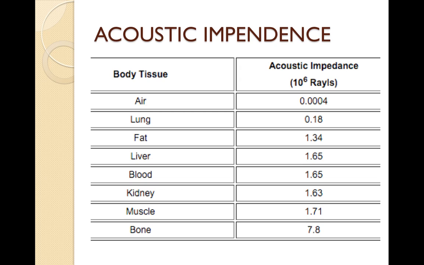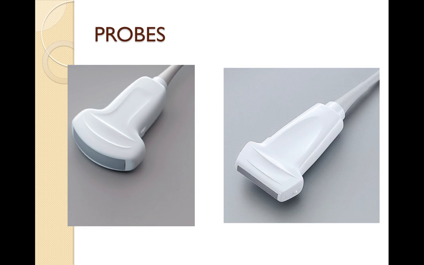Acoustic impedance, as I said, air has 0.004 acoustic impedance, while bone has maximum, that is 7.8. Tissue image depends on the difference between the two tissues' acoustic impedance. The importance of this is when you scan on the body, you need to apply some gel to remove the air between the ultrasound probe and tissue. Otherwise there will be no image because of this air's acoustic impedance.